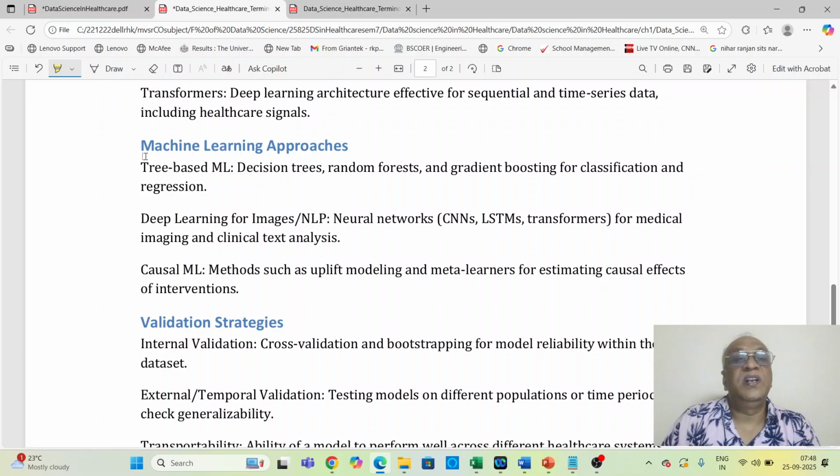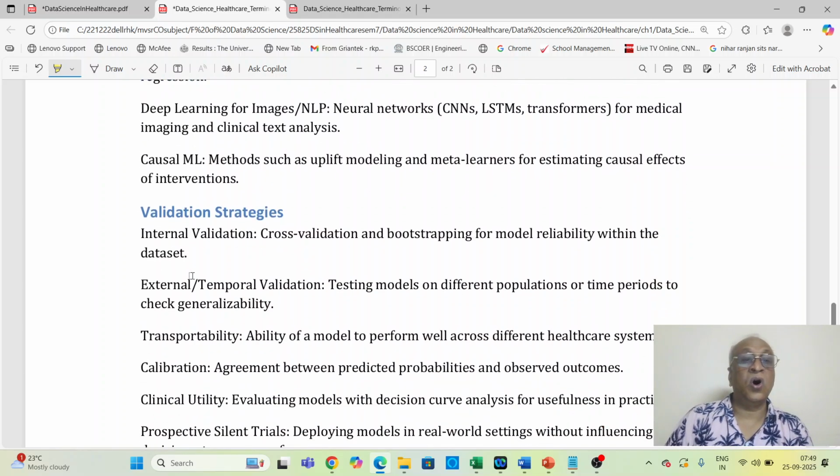You have various machine learning approaches which you are aware of, tree-based machine learning like decision trees, random forest, gradient boosting, which are used for classification and regression. You have deep learning for images and natural language processing. You have CNNs, LSTMs, transformers for medical imaging and clinical text analysis. Causal ML. Under this come uplift modeling and meta learners for estimating causal effects of interventions.